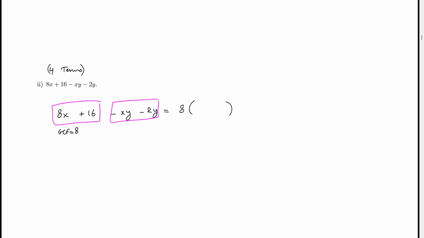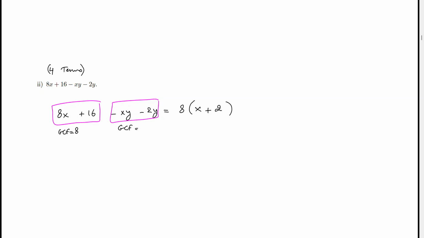So we take 8 and then we write the missing factors. So 8 times what will be the original 8x? I need x. 8 times what will be the original 16? I need basically 2. So that's basically the end of the first part of the problem, the first group. And now we look at the second group. So what's going on with the second group? What do you notice that is common there?